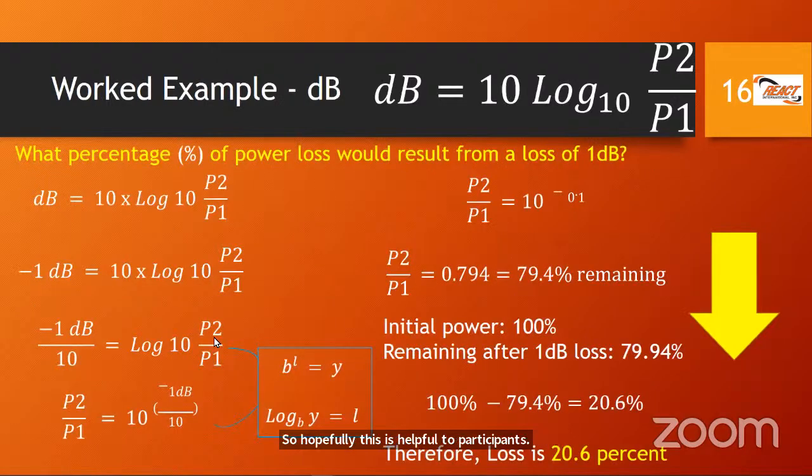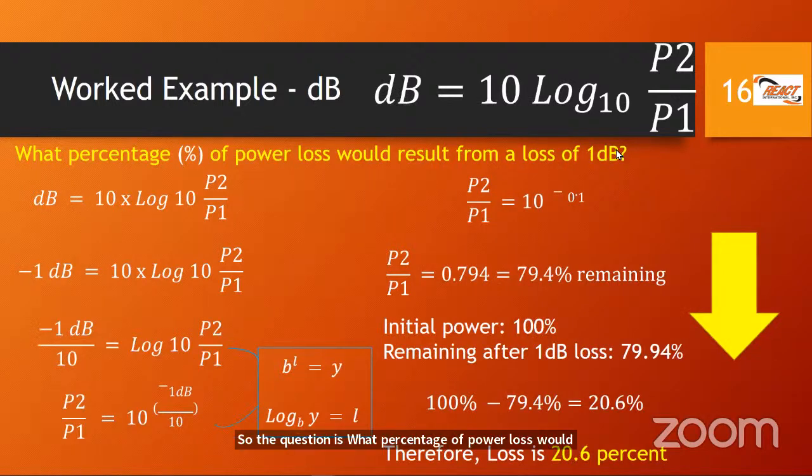All right, let's do another couple of slides before we take our break. So we want to do a worked example using decibels in relation to power. This is an actual exam question also. So the question is, what percentage of power loss would result from a loss of 1 dB?